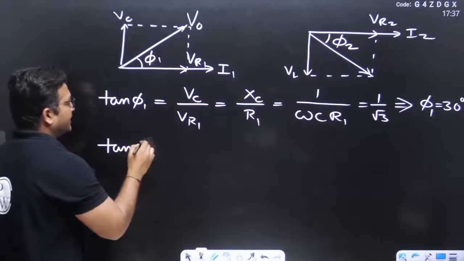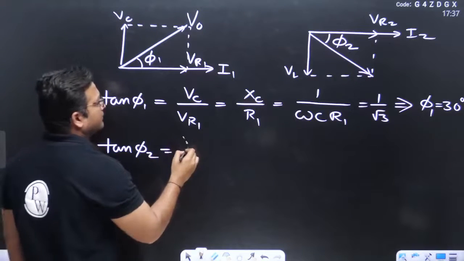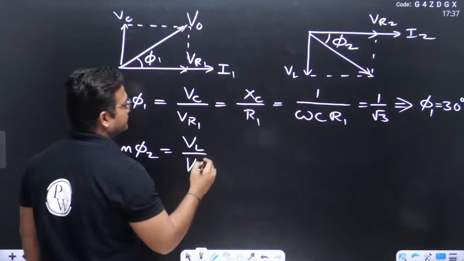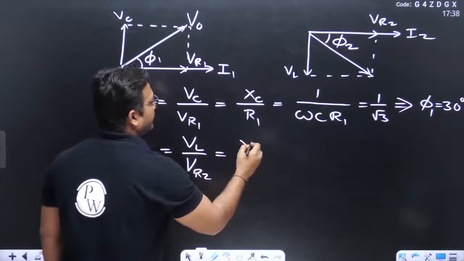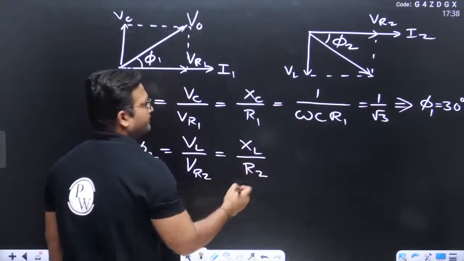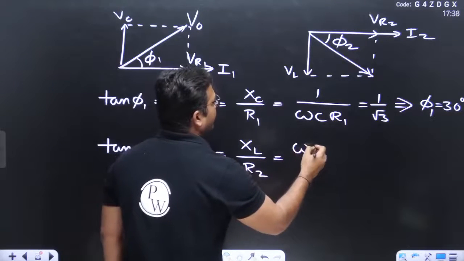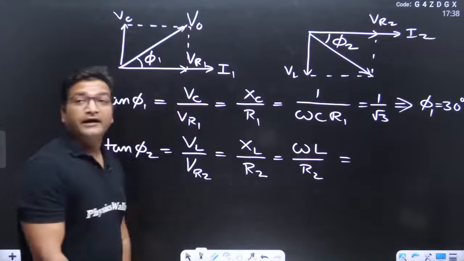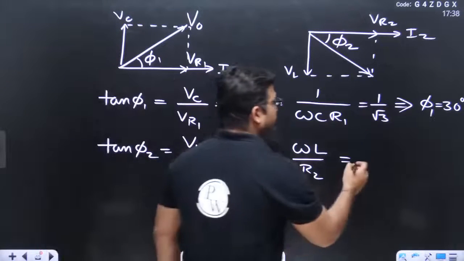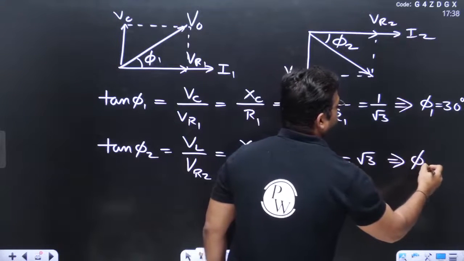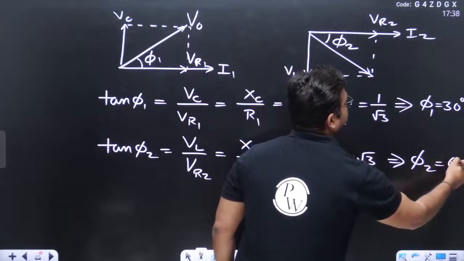So tan phi 2 will be equal to VL upon VR2. This becomes XL divided by R2, and as XL is omega L divided by R2, you put all the values of omega L and R2, and this value is equal to root 3. That gives you phi 2 as 60 degrees.